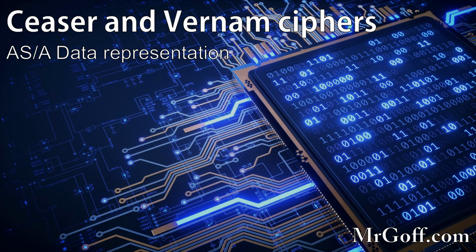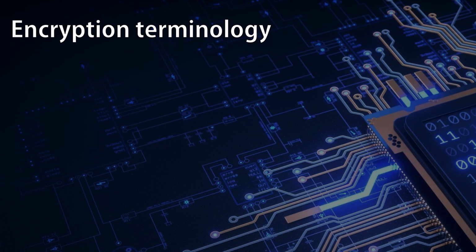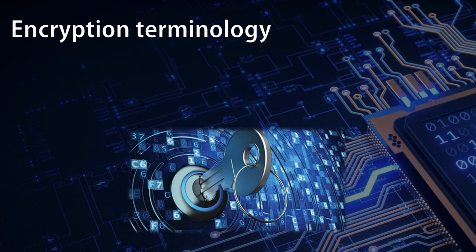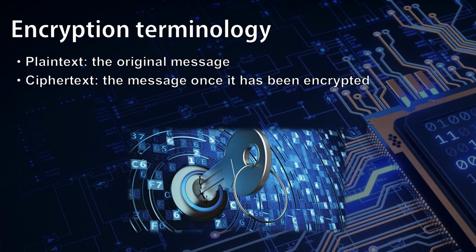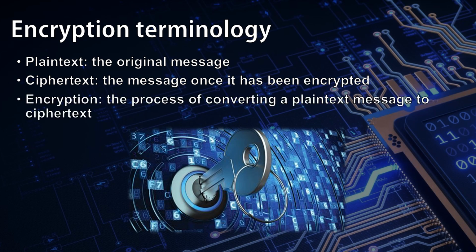This video will focus on Caesar and Vernam ciphers. Before we start talking about Caesar and Vernam ciphers, let's quickly recap some important encryption terminology from GCSE. Plain text refers to the original message before it gets encrypted. Ciphertext is the message once it's been encrypted. Encryption is the process of converting a plaintext message to ciphertext.